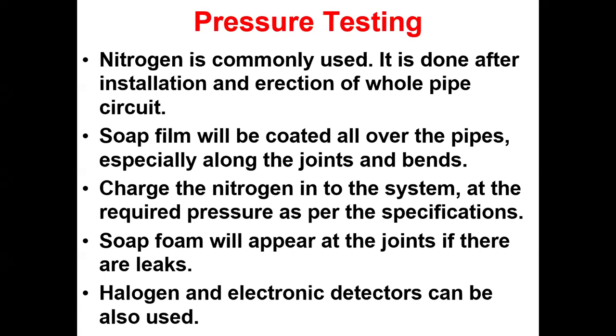And at the same time, a soap film will be coated all over the pipes, especially the joints like the elbows, T-junctions, flare nut joints, four-way header joints. Once the nitrogen is charged according to the required pressure, if any leaks happen, eventually a soap foam will appear. Or otherwise, you can use halogen or electronic detectors. So these detectors can sense the leakage of the nitrogen from those gaps itself.